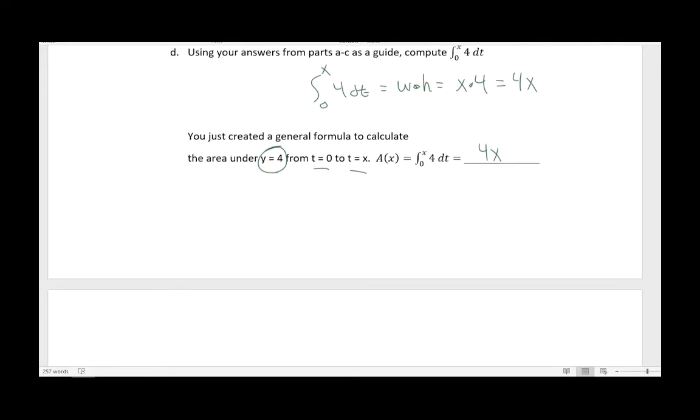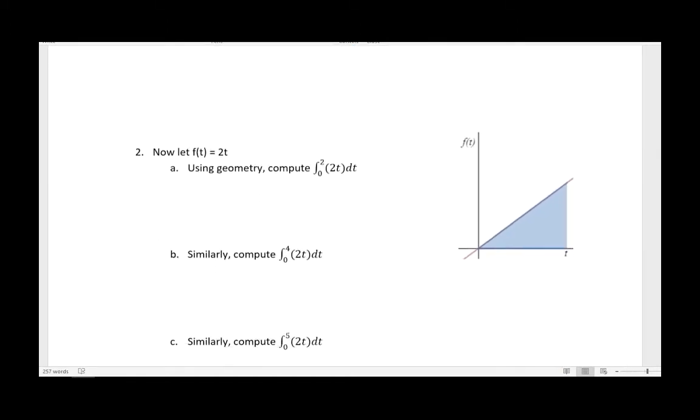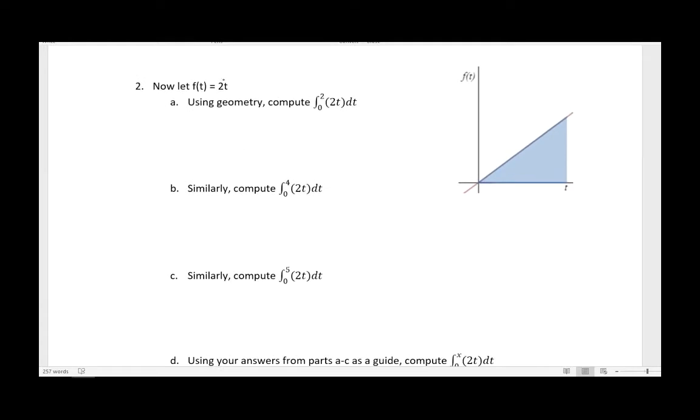Now we're going to look at a different example. So instead of picking the curve y equals 4, we're going to pick the curve y equals 2t that we're going to find the area of. Now again, I picked this equation because the geometry will be relatively simple. We have a triangle that we're going to be finding the area of. So again, we're going to use geometry. No need to use approximating rectangles and a Riemann sum. We're going to evaluate this integral with geometry of that area. So here's the curve y equals 2t.